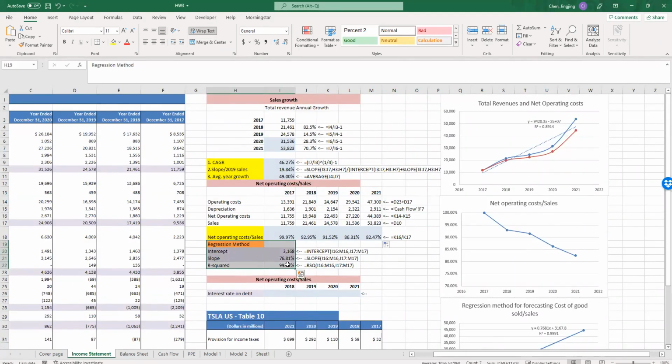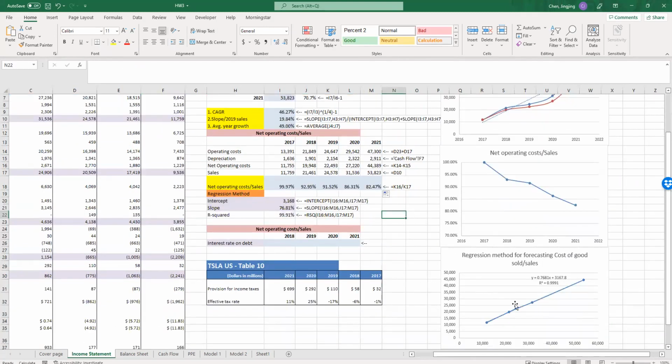So I also use the regression method here. We're going to see later that this is very, very accurate in terms of predicting the operating cost. The regression that I use here is we're trying to know how much proportion of sales can explain net operating costs. So sales, net operating costs equals intercept plus slope times the sales. So this is the model here for this regression.